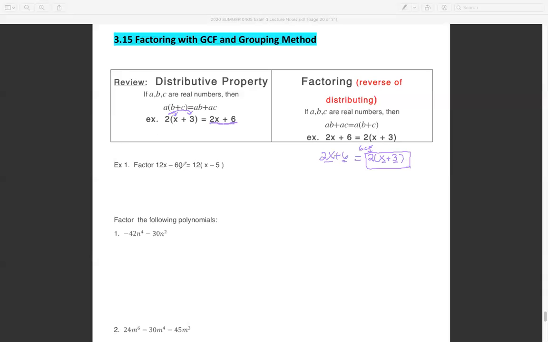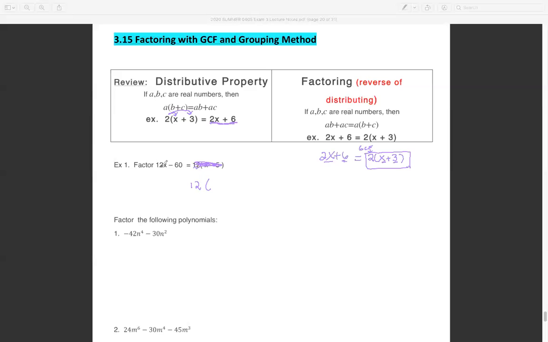Okay, so let's factor this one. Let's pretend we don't have the answer here. Scribble that out for a minute. So first you need to find the greatest common factor. Well, 2 will divide evenly into both of these. 4 will divide evenly into both of these. But you need the greatest common factor. So the greatest common factor for this one is 12.